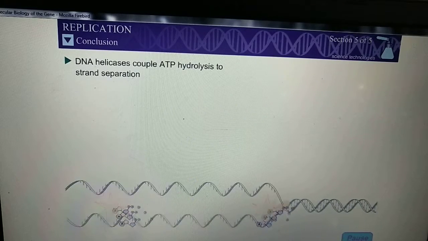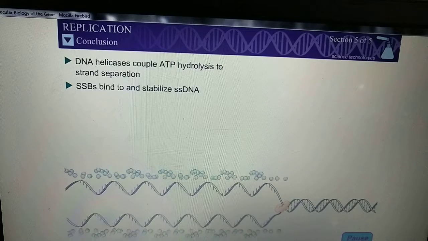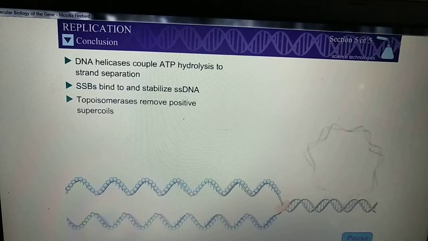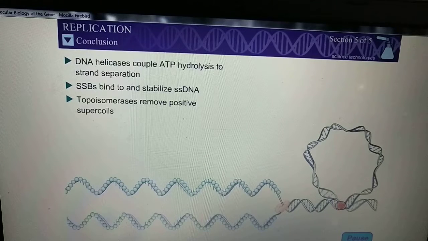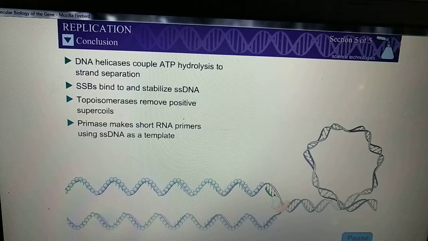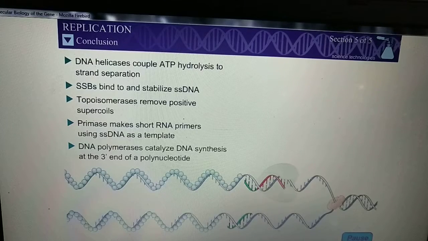Replication of two daughter DNA molecules requires several proteins. These proteins include DNA helicases, single-stranded DNA binding proteins, topoisomerases, primase, DNA polymerases, sliding DNA clamps, RNase H, and DNA ligase.